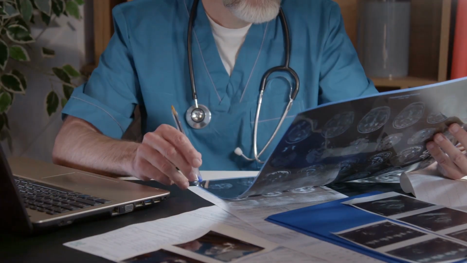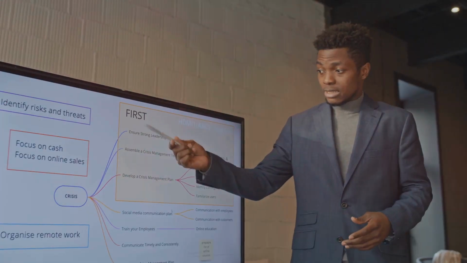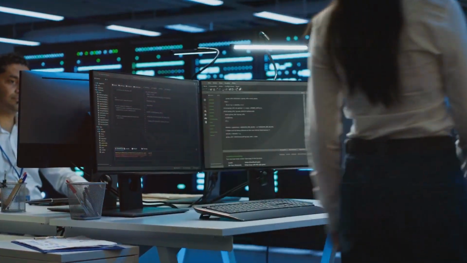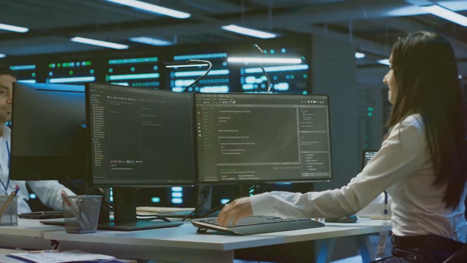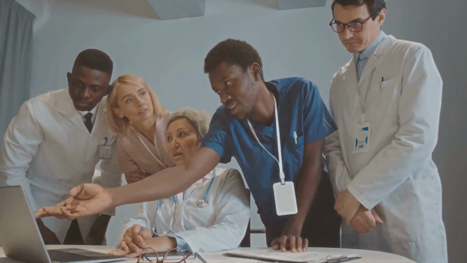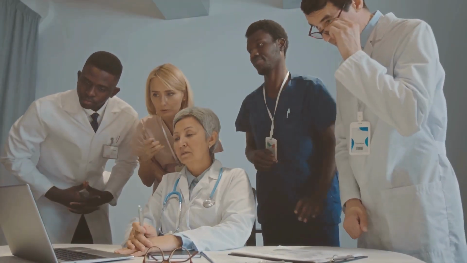Interoperability and standardization. For data to be useful across different systems, it must be interoperable. There are two types of interoperability to consider. Syntactic interoperability ensures that data is structured correctly and can be read by other systems. Semantic interoperability ensures that the meaning of the data remains consistent and understood across different systems.